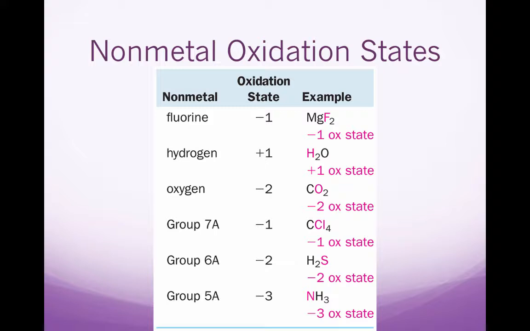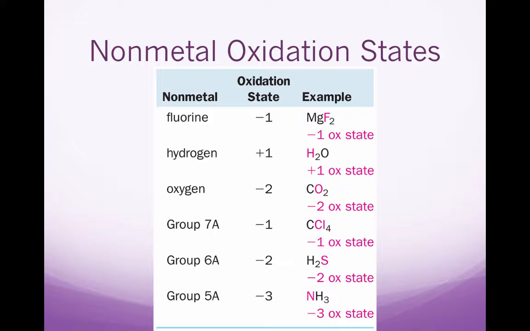So for example, fluorine, its oxidation state is always -1. For hydrogen, its oxidation state is always +1. For oxygen, it's always -2. Group 7A is always -1. Group 6A is -2. And group 5A is -3. So these are important to know because these oxidation states don't change for these elements within compounds. So if fluorine is bonded to something, its oxidation state is always going to be -1. If hydrogen is bonded to something, its oxidation state is always going to be +1, so on and so forth.